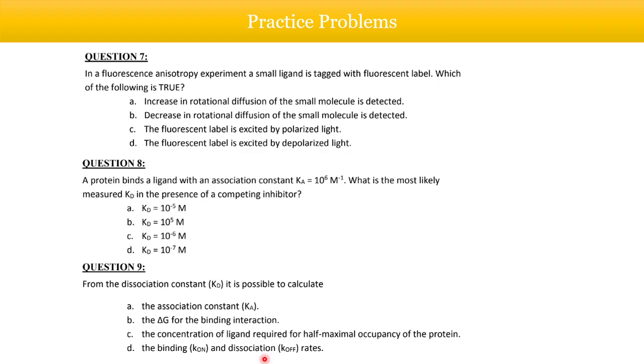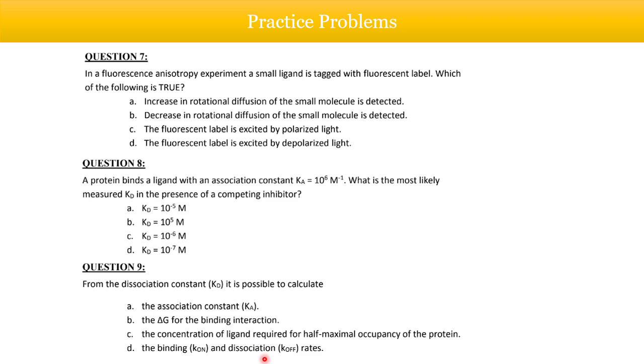So there are two things that can be done over here. One is the decrease in the rotational diffusion of the small molecule that can be detected using fluorescence anisotropy. The other one is that the fluorescent label is excited by the polarized light that helps in the detection. So B and C both can be correct over here.